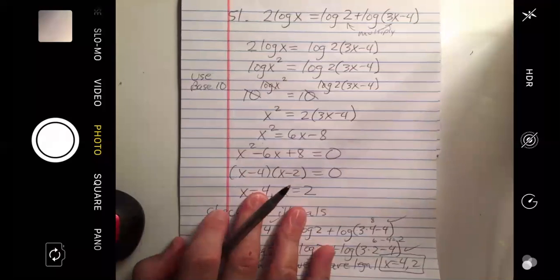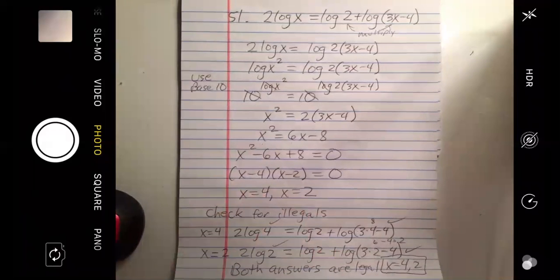Any questions about that? We're at 45 minutes. Does anybody want to see anything else? Can I ask for one more of the exponential ones? Sure. Which one? Number 25.